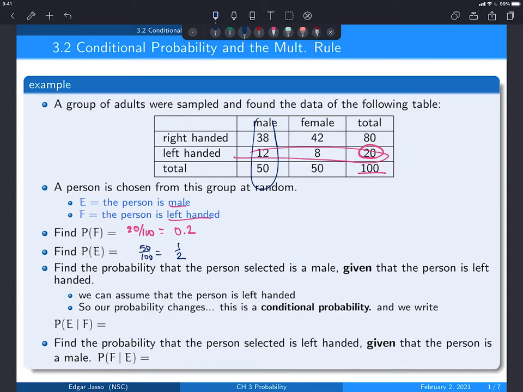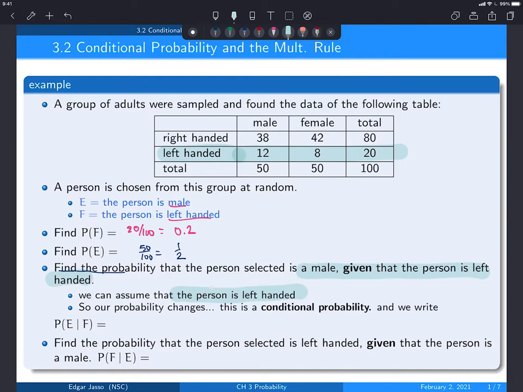Now the new part is this third bullet. Find the probability that the person selected is a male given that the person is left-handed. So here the given part means we can assume that the person we selected is left-handed. Okay, so now when we do this, it's a little bit different question. Now we can assume the person is left-handed, which means we're only talking about people in this row. That's a condition that we're assuming is true.